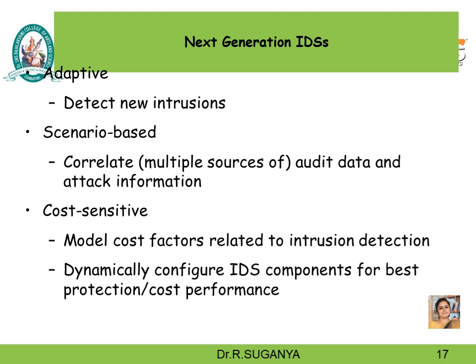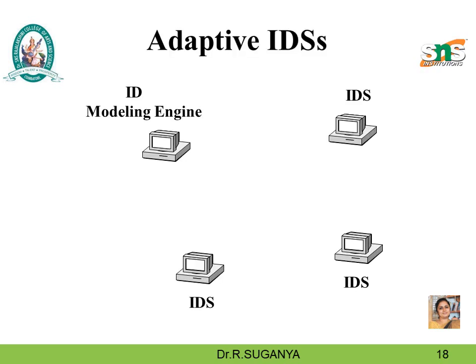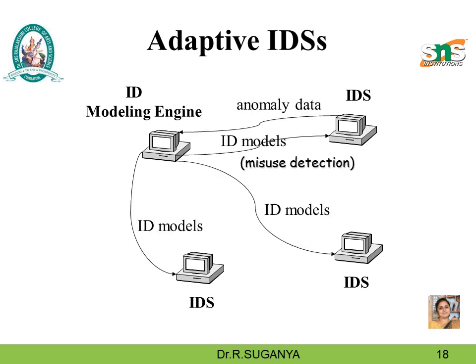Next generation ideas are adaptive, scenario based or cost sensitive. Adaptive means detecting new intrusions. Scenario based means correlating multiple sources of audit data and attack information. Cost sensitive means modeling cost factors related to intrusion detection, dynamically configuring IDS components for best protection or cost performance. Adaptive IDS modeling engine: we have anomaly data, we have misuse detections, which serve as ID models, and we have the modeling engine. So it is called adaptive.